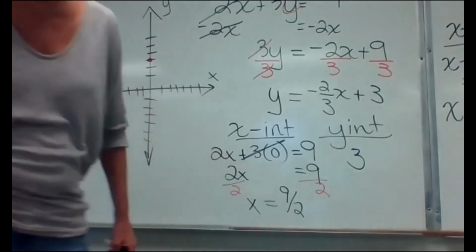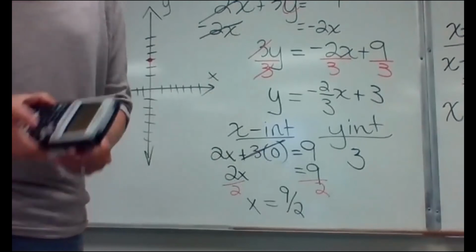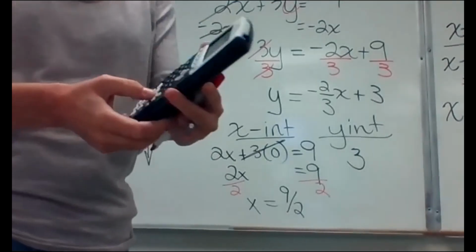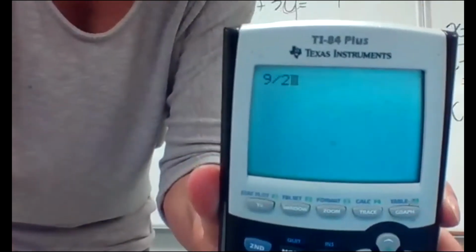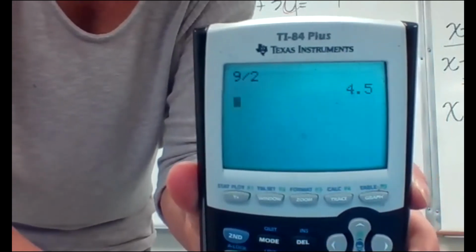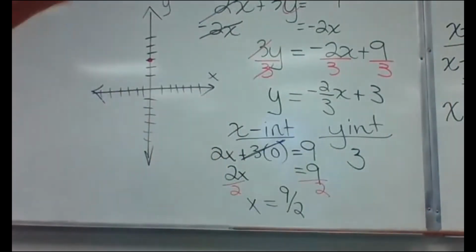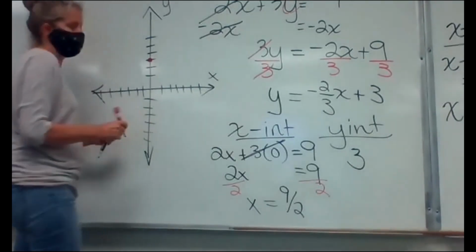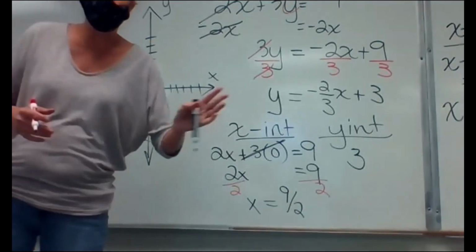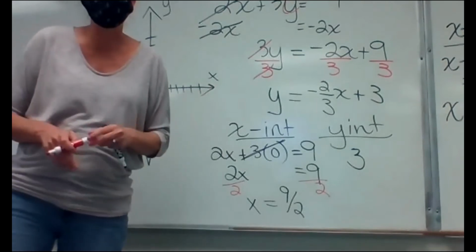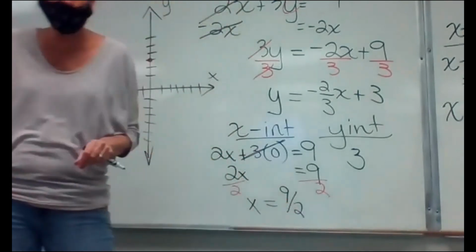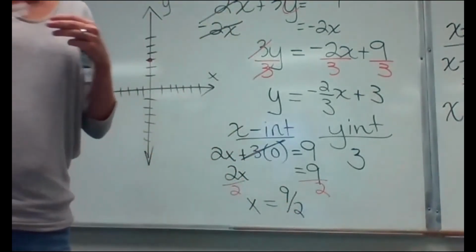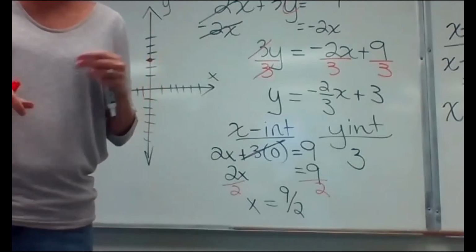What does 9 over 2 mean? That means 9 divided by 2. Punch that in your calculator. 9 divided by 2. 4.5. That's what's going to tell you a way to put it on the number line. Just type the fraction. If it doesn't reduce to a whole number, type that fraction into your calculator to get the decimal, because it's easier to think about where that is on the number line.